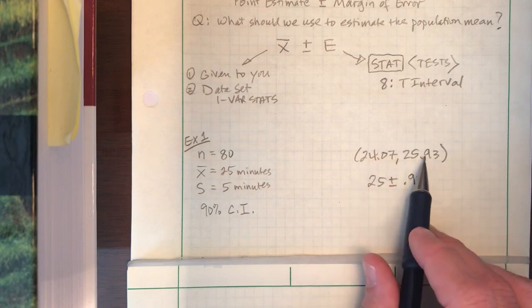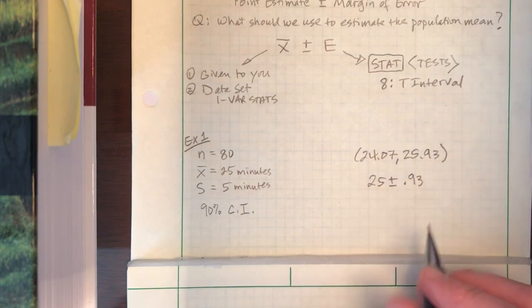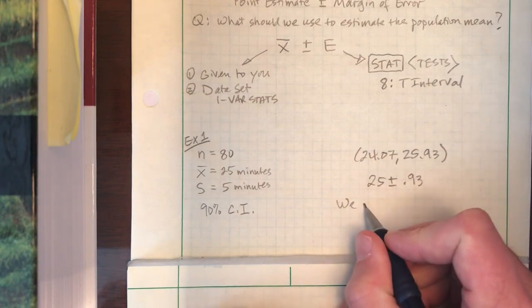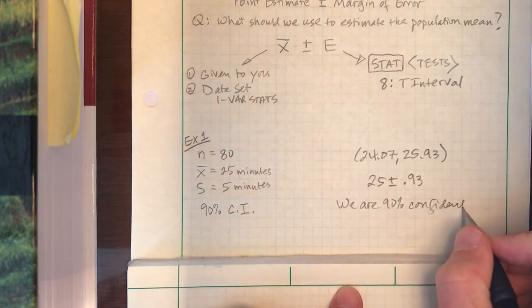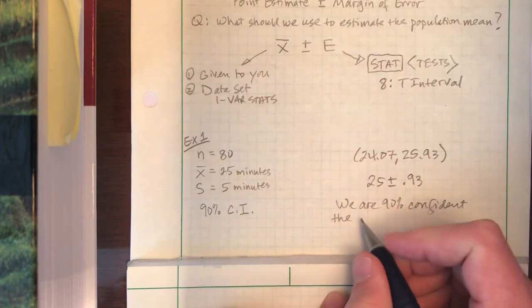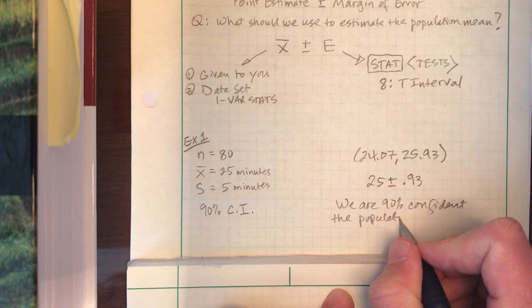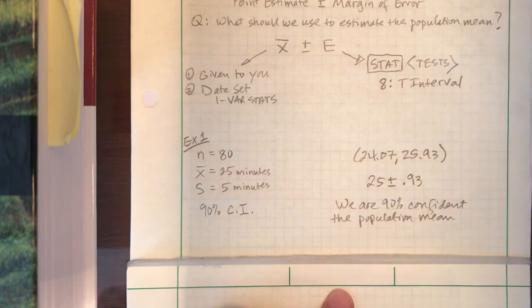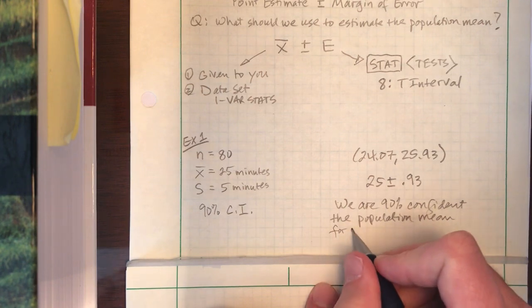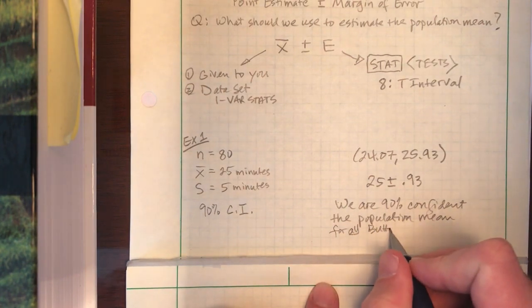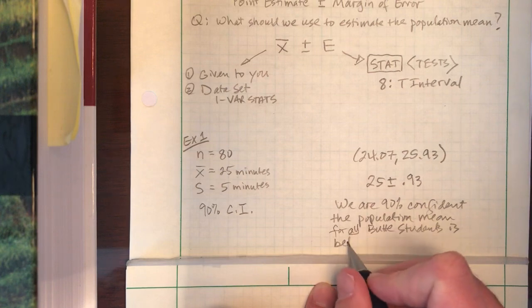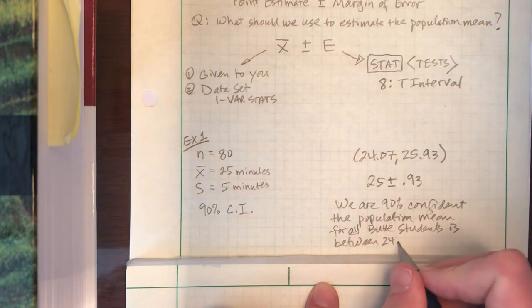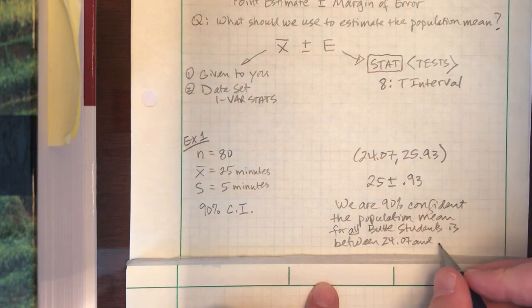And here's the one sentence explanation for what this interval is telling me, is that we are 90% confident the population mean for all Butte students is between 24.07 and 25.93 minutes.